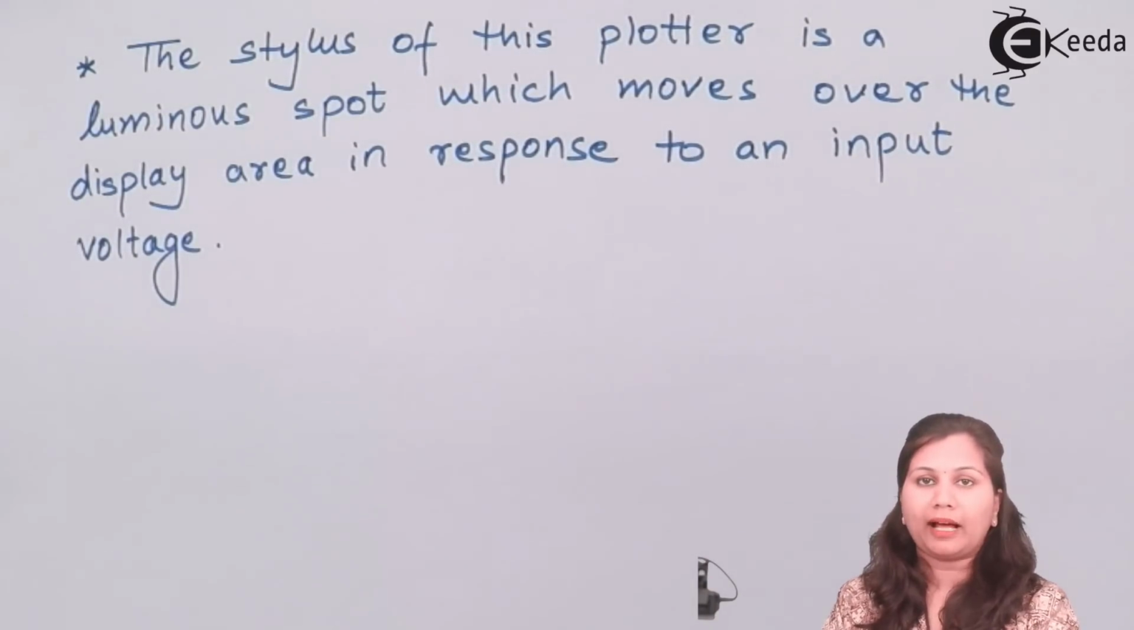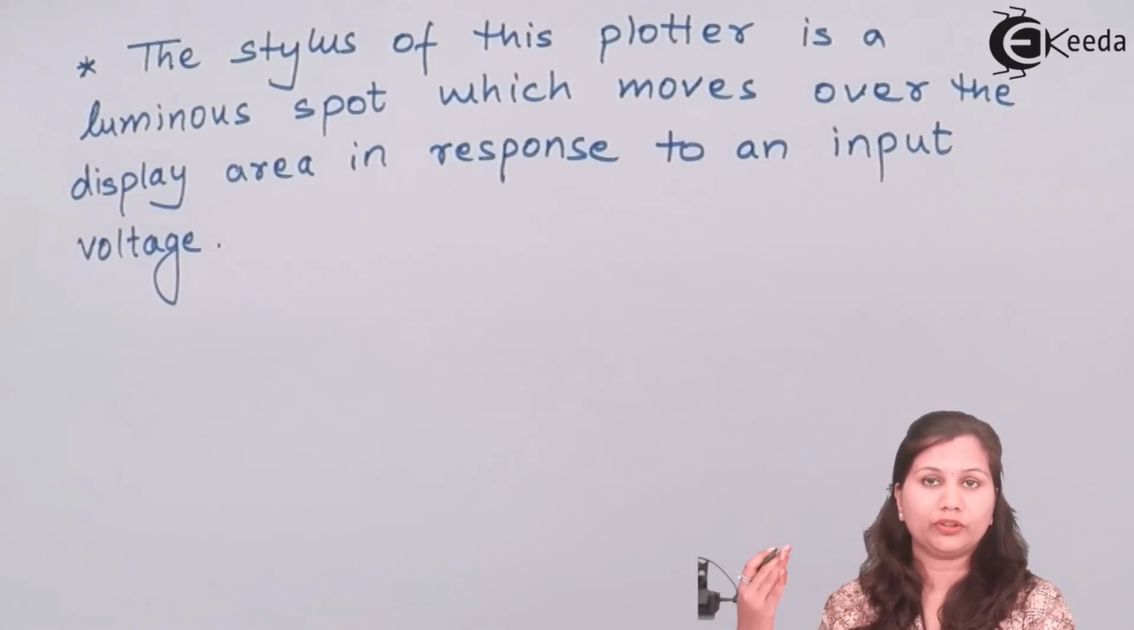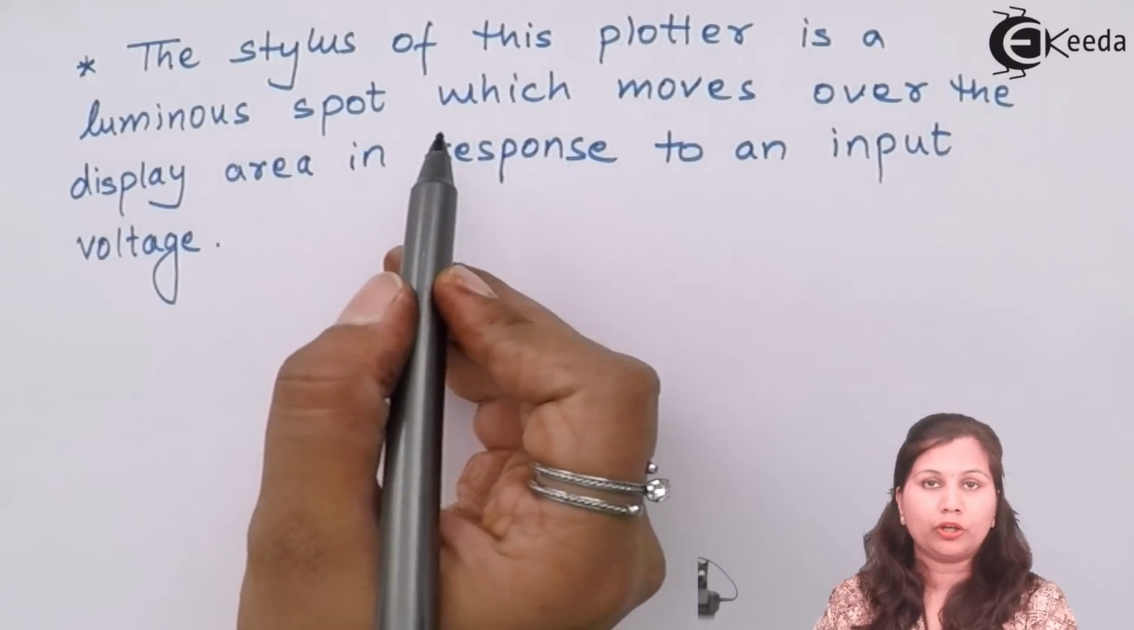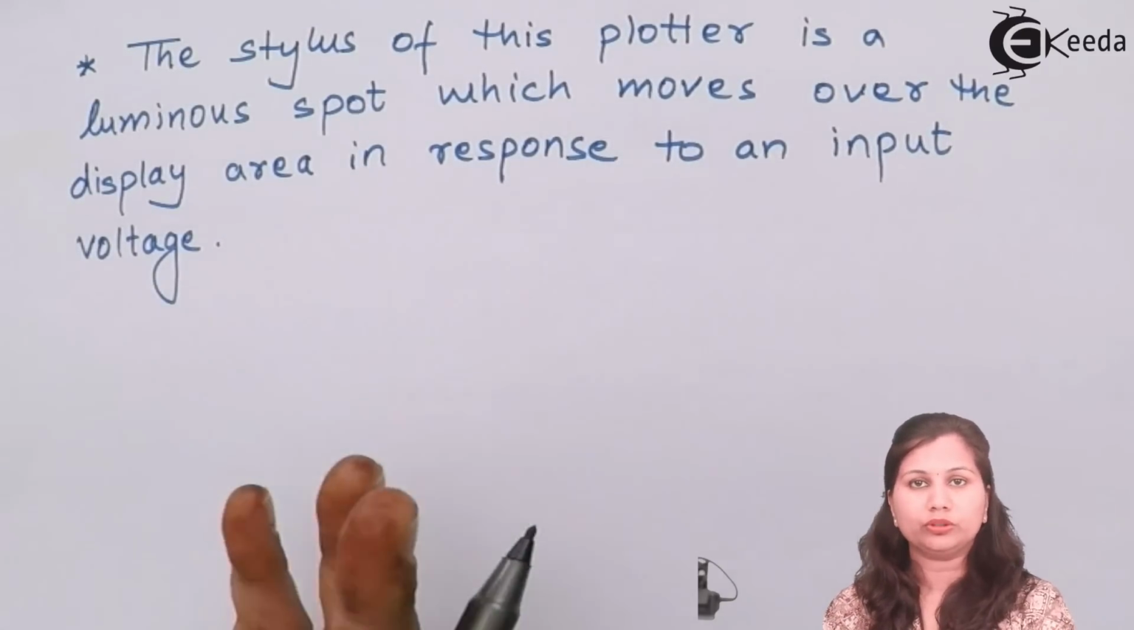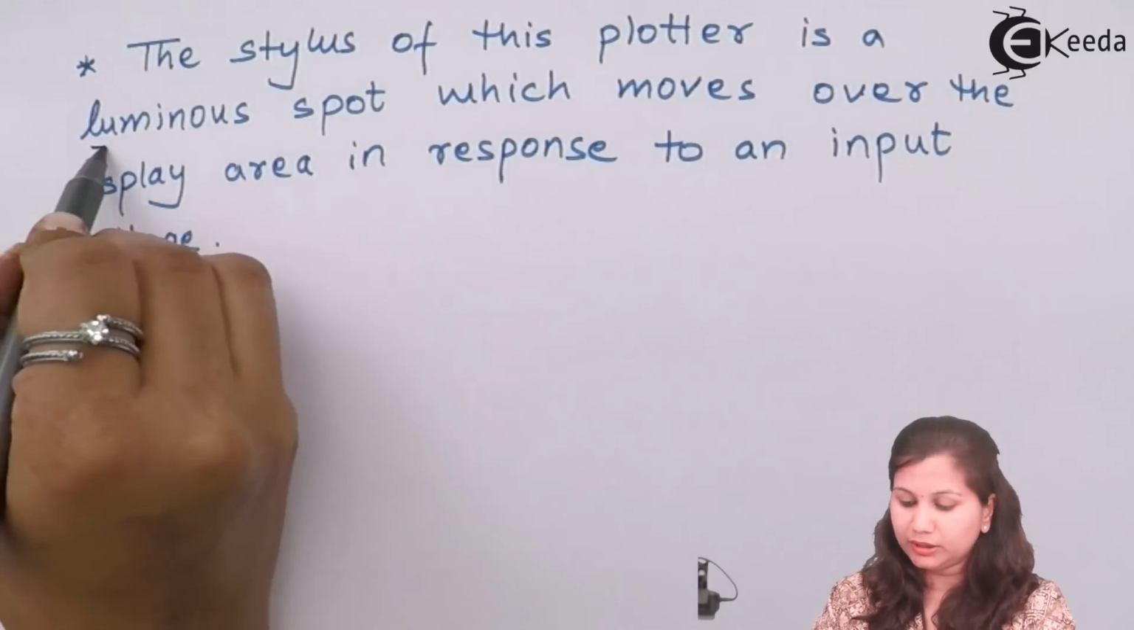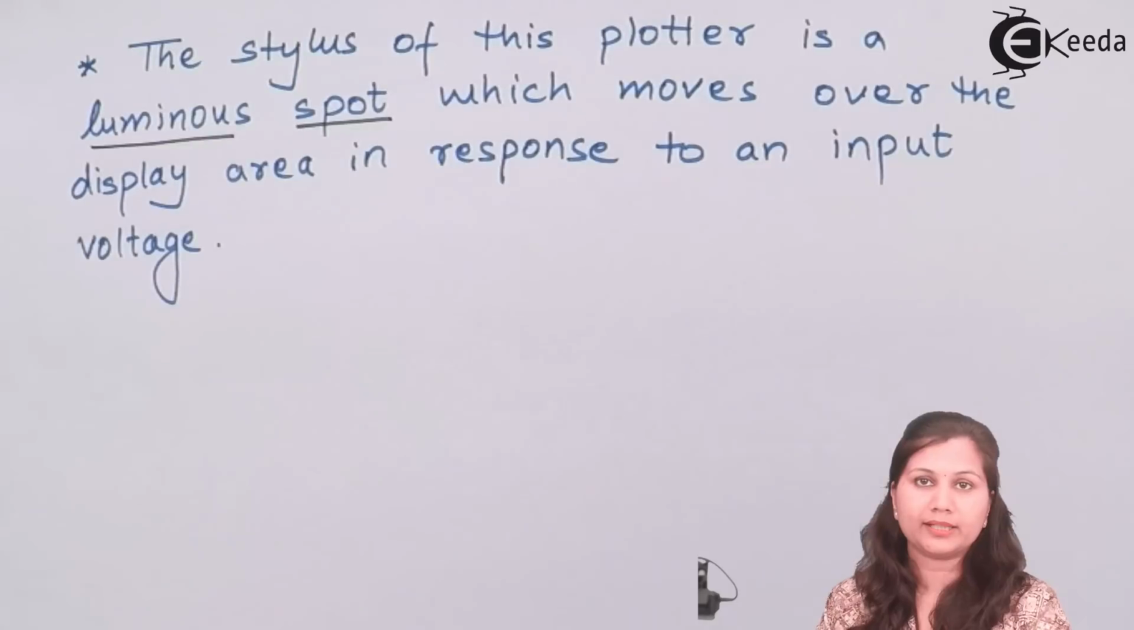So whatever the value of the input signal, or the instantaneous values of the input signal which are changing with time, will be shown by the luminous spot. So this spot moves according to the input signal, and over the display area of the CRO we are going to see the luminous spot moving according to the input signal. So here the stylus is a luminous spot.